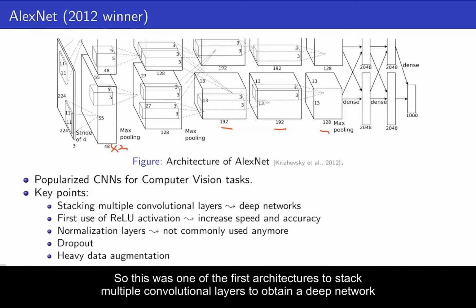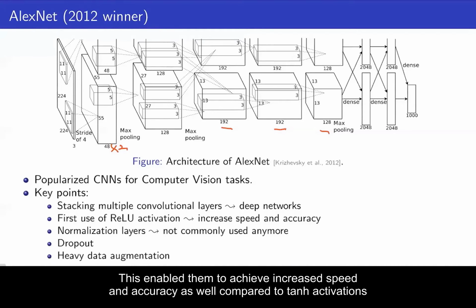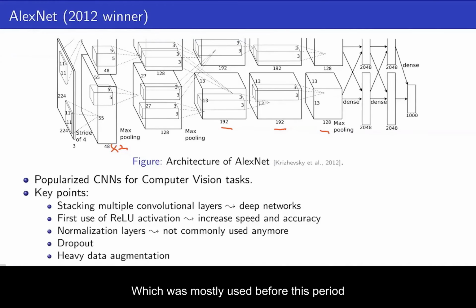So this was one of the first architectures to stack multiple convolutional layers to obtain a deep network. This was also the first CNN architecture to use ReLU nonlinearity, and this enabled them to achieve increased speed and accuracy as well, compared to tanh activations, which was mostly used before this period.